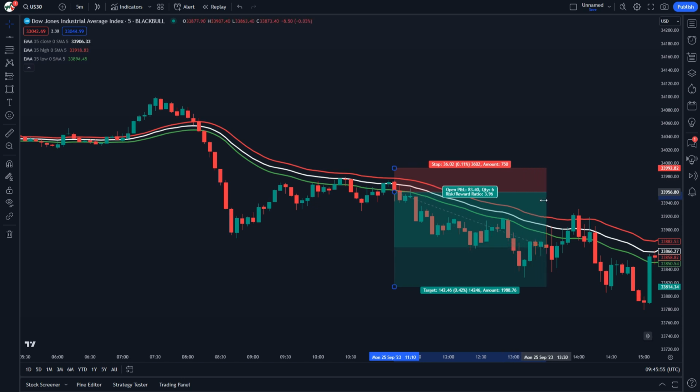Set your stop loss above the swing high or above all three moving averages. The first profit target is 1:1. And the second profit target is 1:2. When the first profit target is hit, you can move the stop loss up to break even, and wait for the price to reach the profit target.